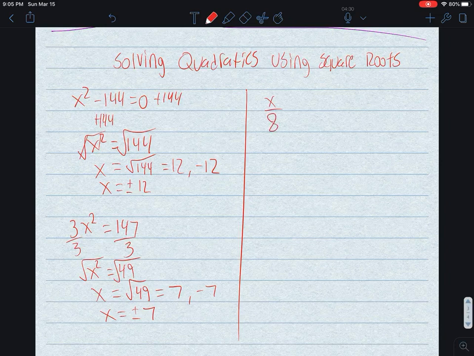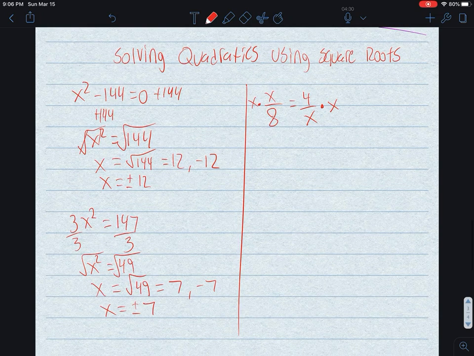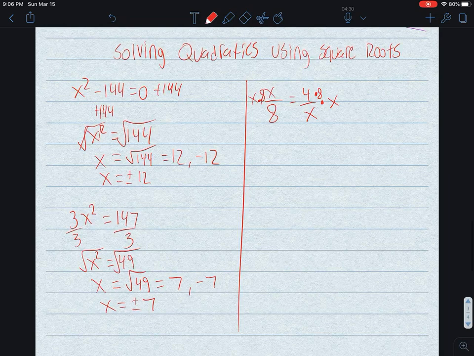X divided by 8 is equal to 4 divided by x. I don't see anything squared, but if I get my x's on the same side, I would have to multiply by x. To get rid of this 8, I would have to multiply by 8. I'll put the 8 there, and I'll put the 8 up here. So times 8 divided by 8, divided by x times x, x squared equals 32.